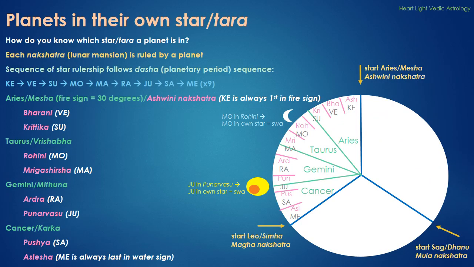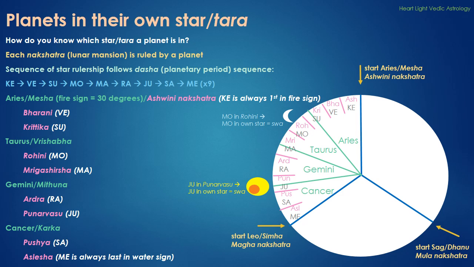So then moving on to the other part. What about planets in their own star or tara? Well, how do you know which star or tara a planet is in? Now, this is more complicated. Most people, if they've done some astrology, will know the constellations and the ruling planets. But unless they start getting deeper into Vedic astrology, they may not know this information.